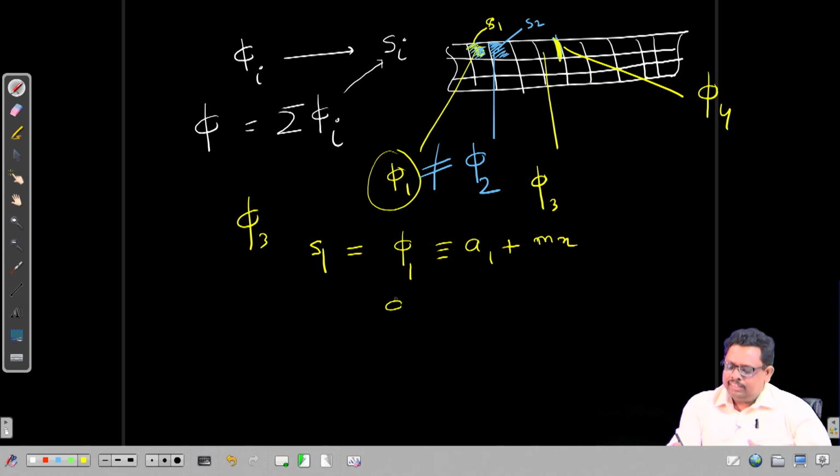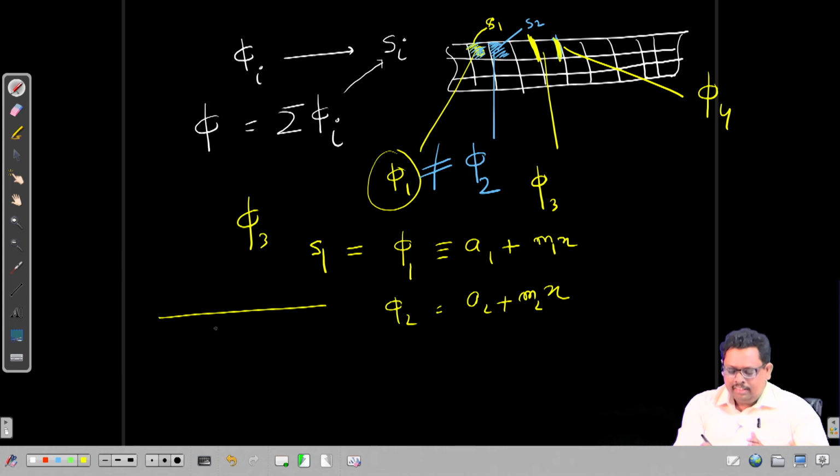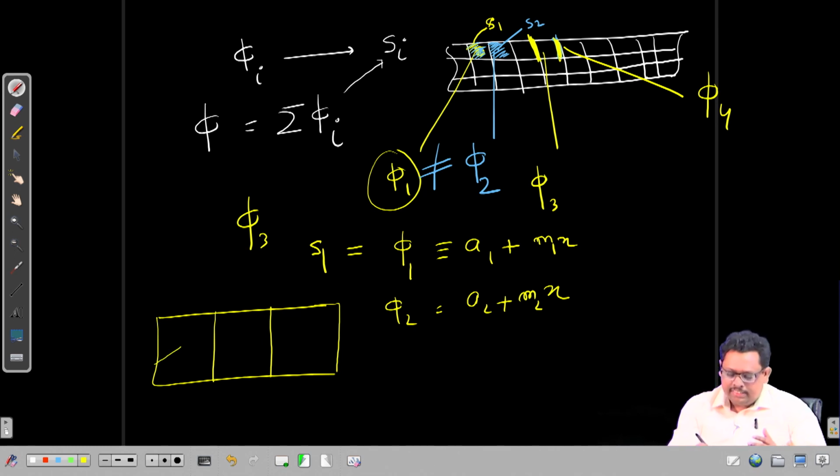So, and then maybe phi 2 equal to some a 2, so it is m 1 x, some linear function m 2 x, something like this. By doing this you can avoid the discontinuity at this boundary, because this is also linear, this is also linear. If I see closely, let us say there are 3 panels and you assume this variation of phi is linear, so you can say that it may be something like this, and then you can make sure that this part would be continuous.